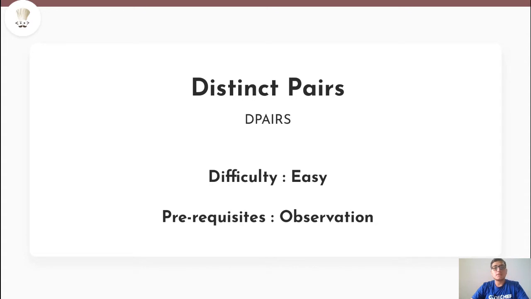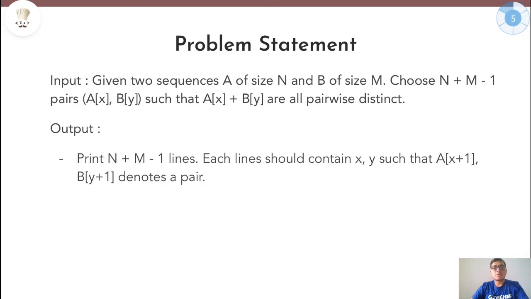This problem is written as easy on CodeChef. So guys, if you haven't read the problem yet, go back and read it, try it out and then come back and see the solution.